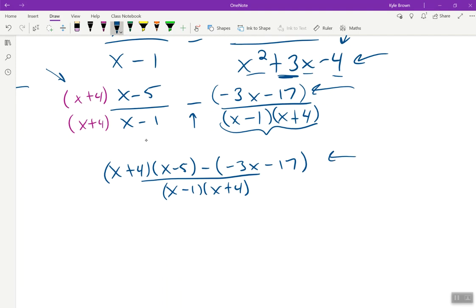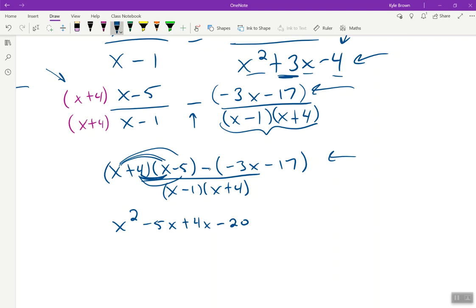So this first one here, I've got to do FOIL, right? I've got to expand that one out. So I should have 4 terms from that one. So what do we get? We got x times x, that first line there, right? That's x squared. And then x times negative 5, that's going to be negative 5x. And then the next arrow here, 4 times x is positive 4x. And then 4 times negative 5 is negative 20. Okay, so that handled that first part.